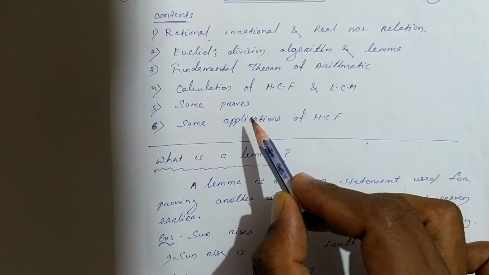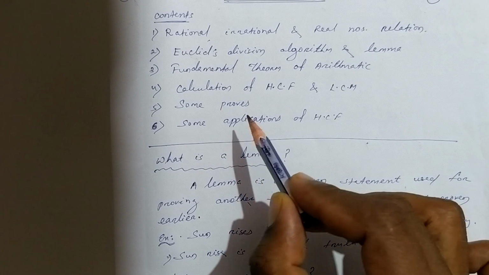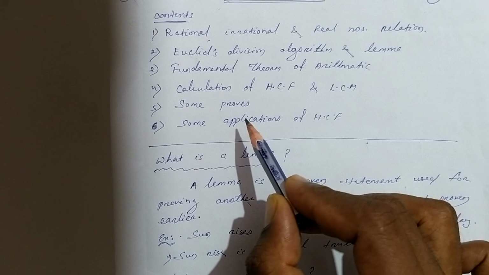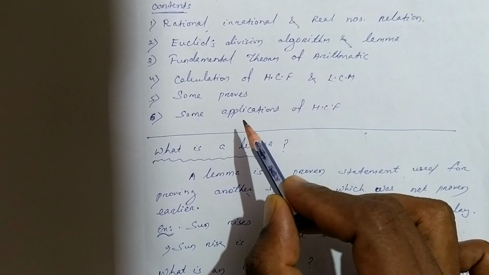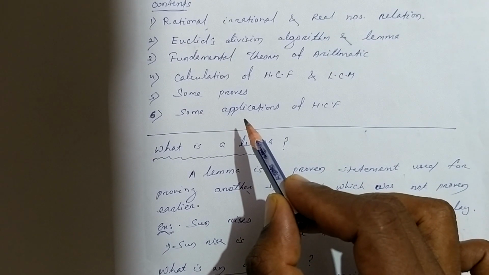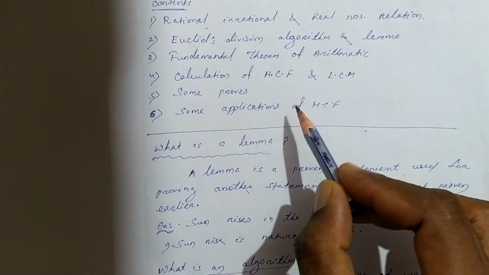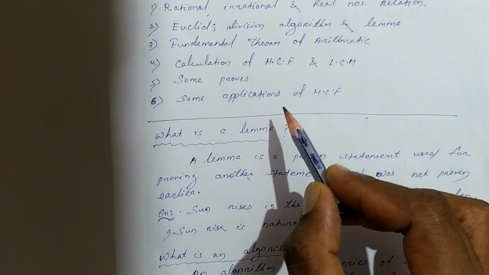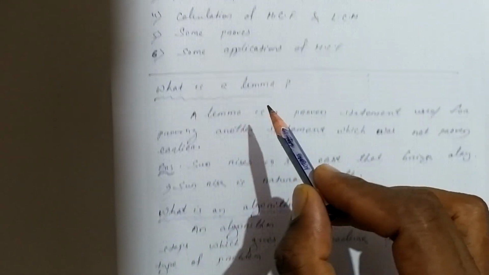In class 9 we learned about irrational numbers by the long division method. But here in class 10th we have to learn all the things in what way? In the logical approach. Okay. And next one is some applications of HCF, meaning the highest common factor, and something about LCM also, lowest common multiple. Clear? These are the contents. But you have to learn first what is a lemma.